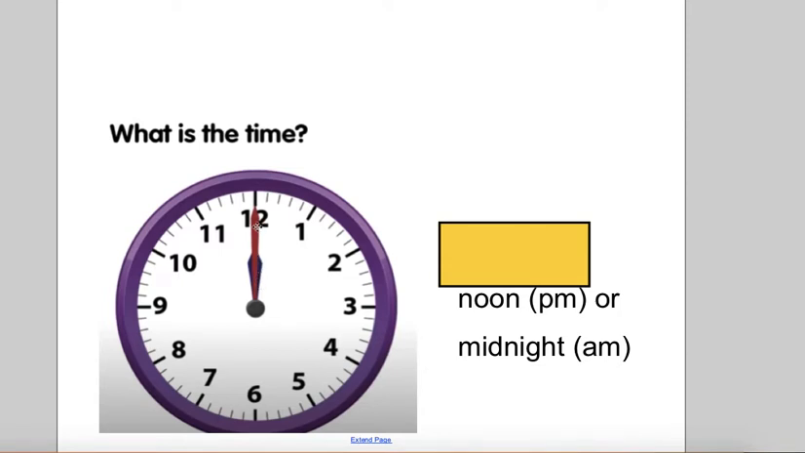Now, when we look at this, we could say this in so many different ways. The short hand is on the 12. The long hand, the minute hand, is also on the 12. So this is 12 o'clock. Someone might say noon or midnight. It depends on the time of the day.